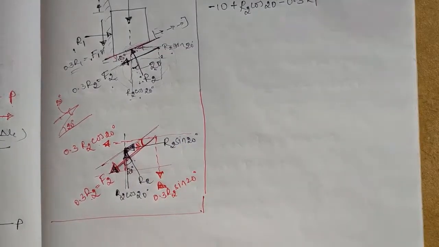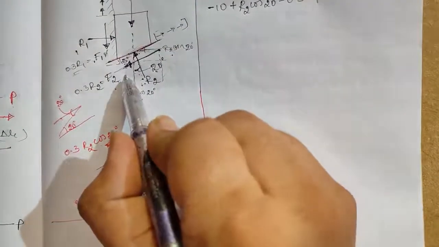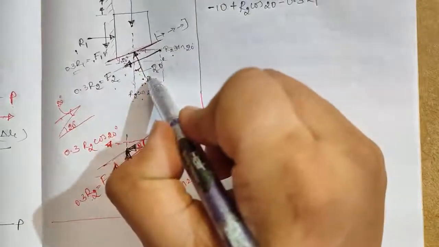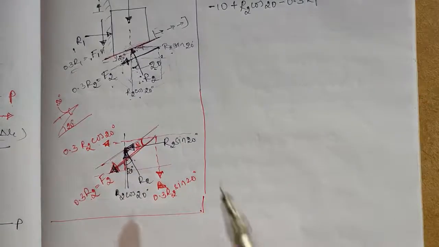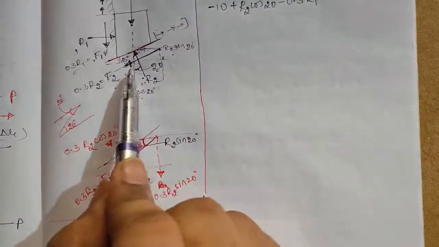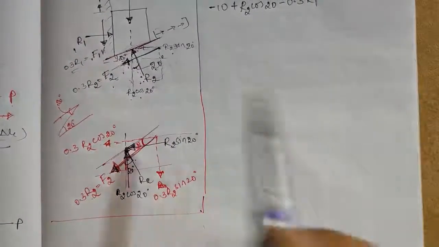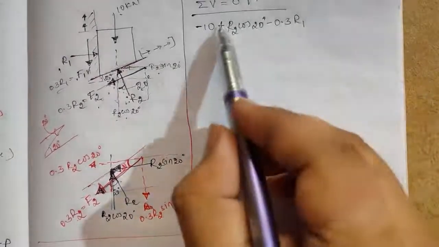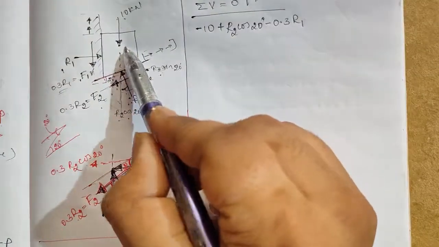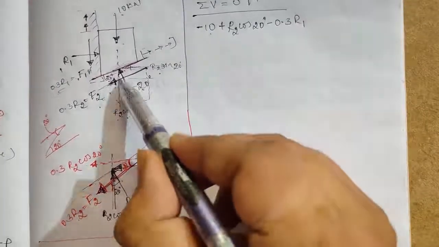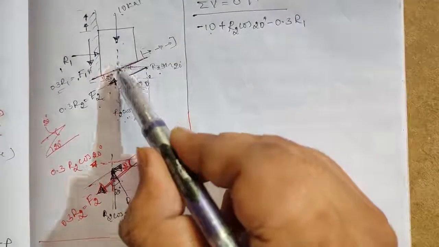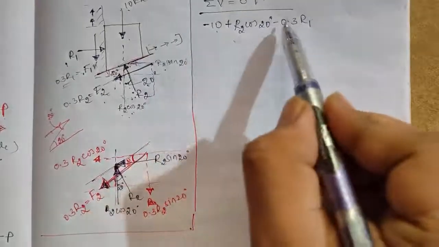Here F2 is also an inclined force, and this R2 is also an inclined force. The angle intercepted by them is 20 degrees. We have to resolve this F2 force and also this R2 force. So minus 10, which is downwards, I took as negative, plus R2 cos 20 degree, which is vertical and towards upwards, I take as positive.